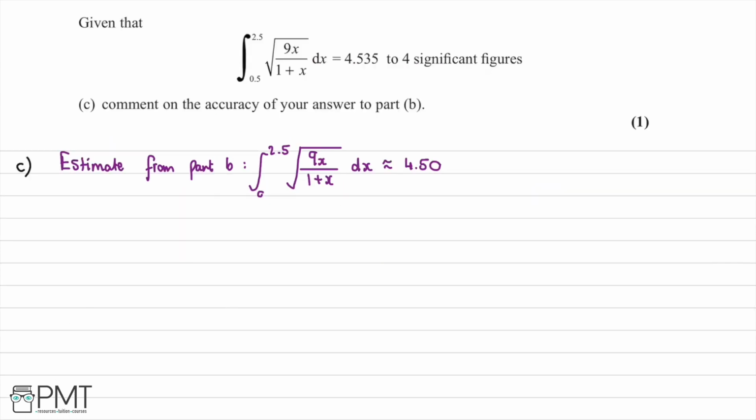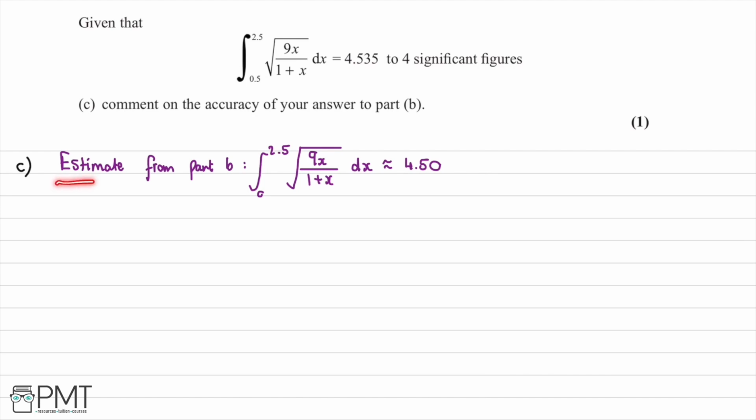So in the next part of this question, we're told that the integral we're dealing with in part B, so the integral of the square root of 9x over 1 plus x, integrated with respect to x from 0.5 to 2.5, is equal to 4.535, and that's to 4 significant figures. And we are asked to comment on the accuracy of our answer in part B.